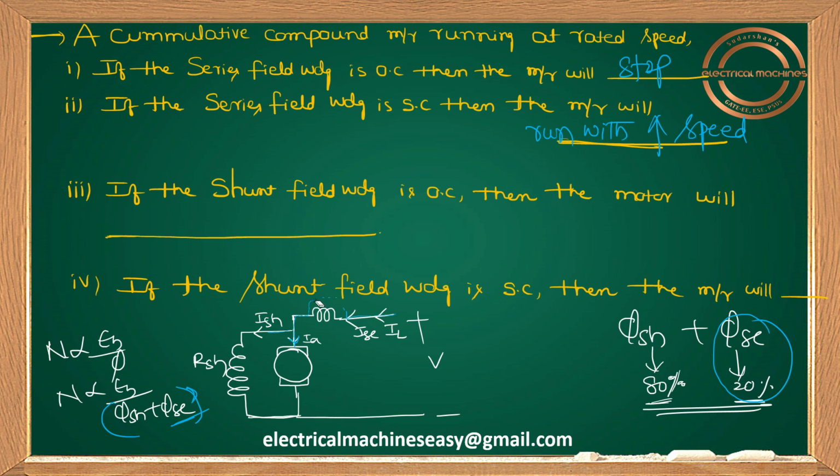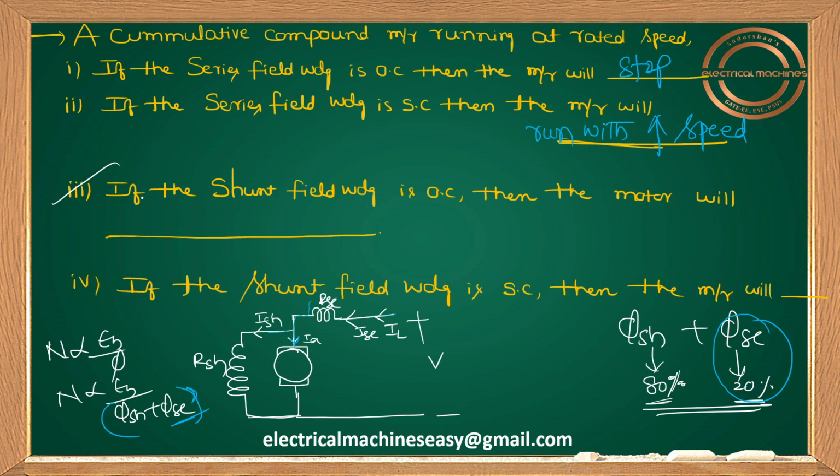I think by this time you might have understood. Please tell me the answer. I am not shorting your series field winding now in this third question. In the previous second question, the series field winding was short circuited. At that time the flux value phi_S is 0. I told you the denominator is reducing, N is increasing. Yes, the motor runs with increased speed, that is okay.